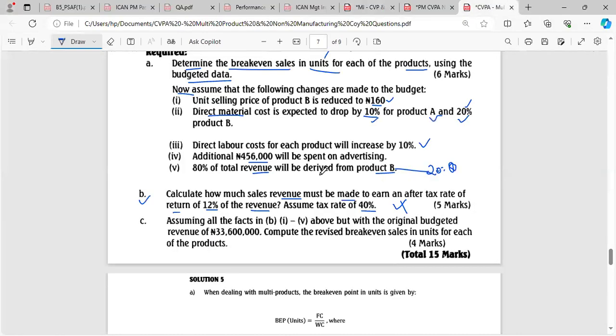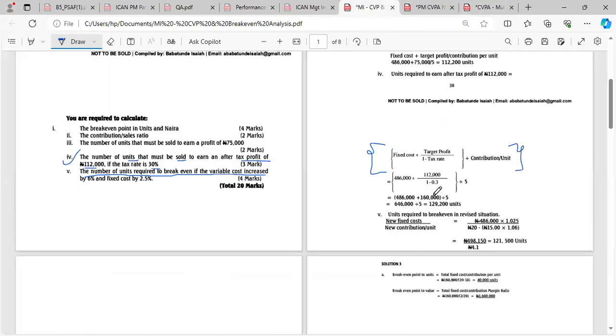But in our case, ICAN did not give us. ICAN just told us to calculate how much sales revenue must be made to earn an after-tax rate of return, which is the same thing as after-tax profits of 12% of revenue. That is, our profit is 12% of revenue. They didn't give us the actual profits. And assume tax rate of 40%. So we are going to apply this formula because this is the formula that we use to determine what our break-even would be, whether in units or in Naira, if we have a target profit.